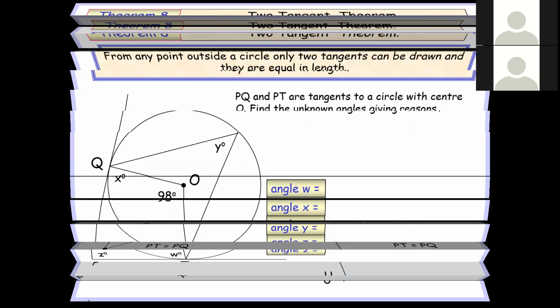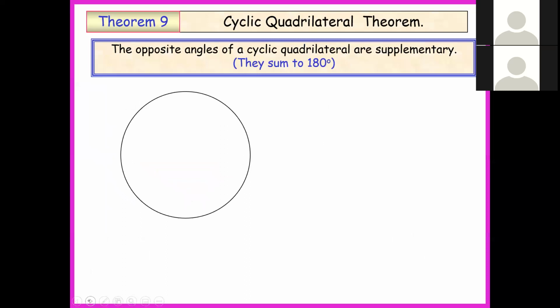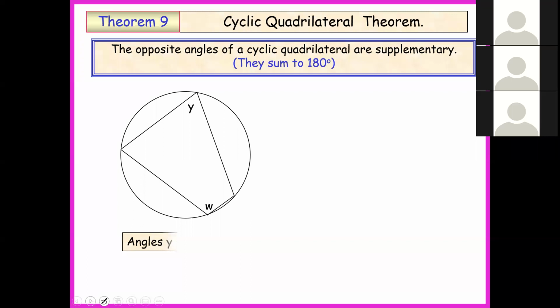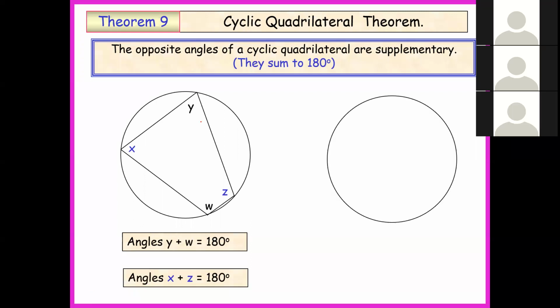And we come to the cyclic quad theorems. There are two cyclic quad theorems. And the first one says that the opposite angles of a cyclic quad are supplementary, which basically means that if we look at y plus w, they are equal to 180 degrees. Looking at another case of that, we have y plus w equal to 180.